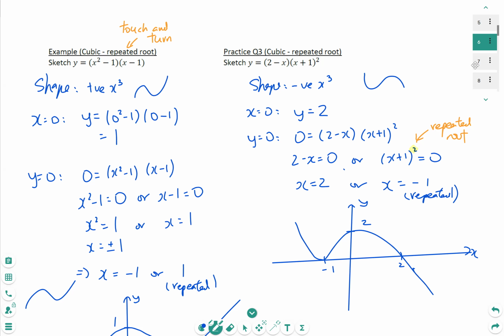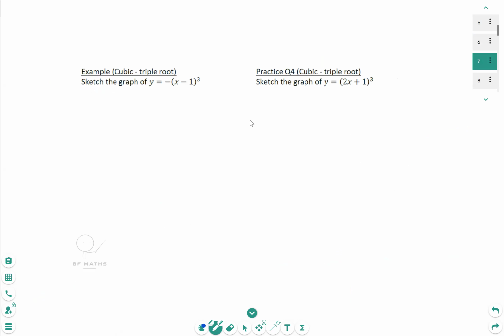Right. Last but not least, the last situation, which is about triple root. Sketch a graph of y equals negative x minus 1 cubed. Same steps, shape first. Maybe you can tell me what shape it is. Oh, actually, you can't, because I won't be able to hear it.